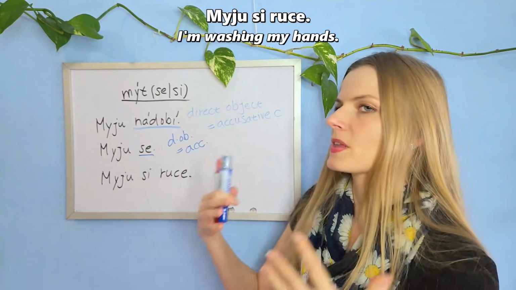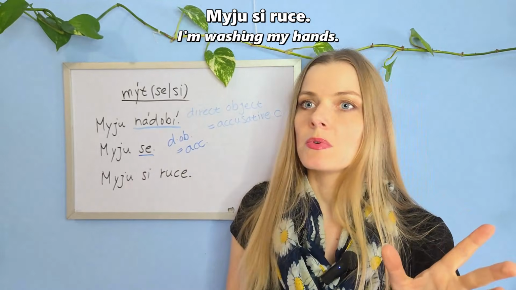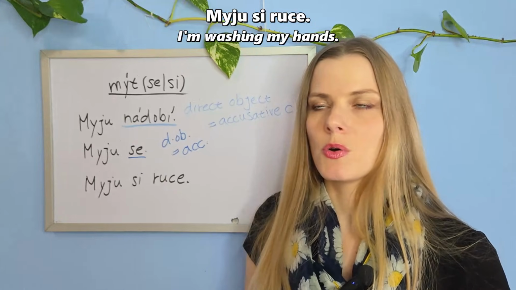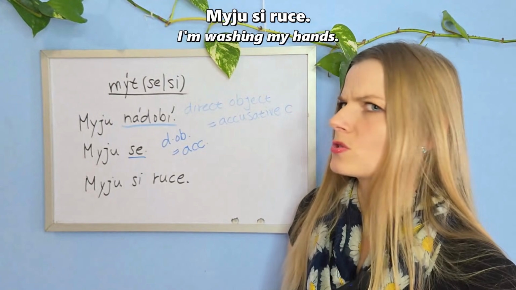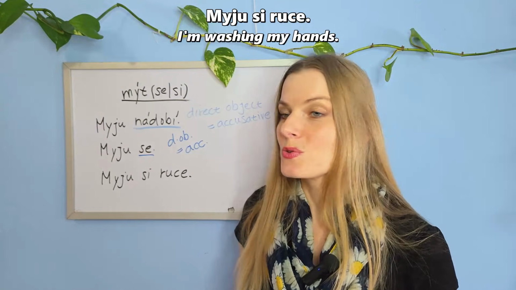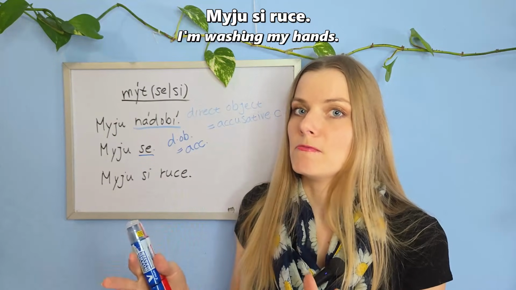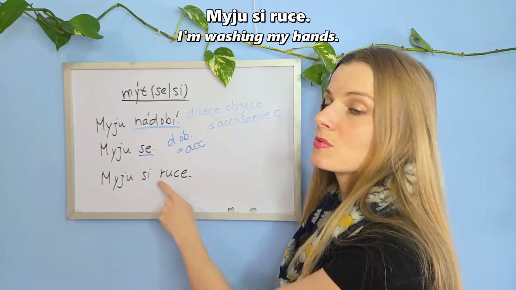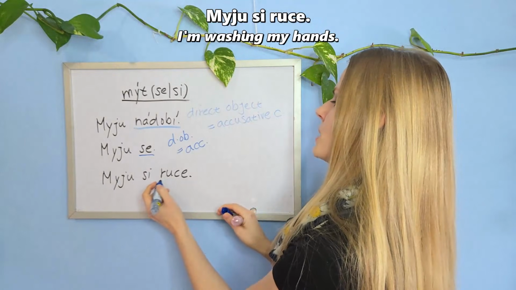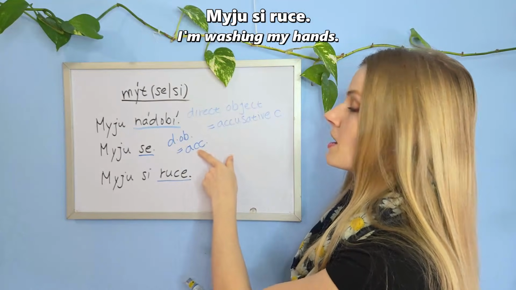And what about myju si ruce? We have 3 words. Já si myju ruce. And in English, if you remember, it translates to I'm washing my hands. Where is my? Why don't we say moje ruce or svoje? Because it's Czech, and in Czech we love to use these words instead of the possessive pronouns like moje. Not always, but many times we replace it with these. Myju si ruce. Where is the direct object? I'm washing my hands. I'm washing hands, actually. Ruce, that's the object. And it's in the accusative case.